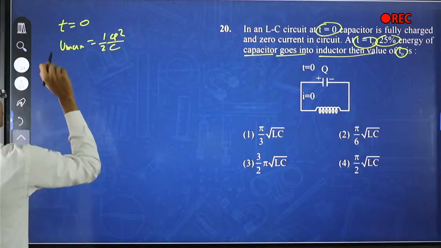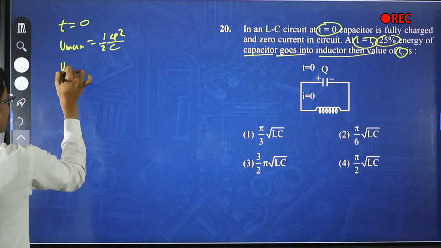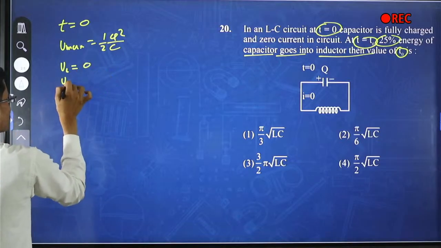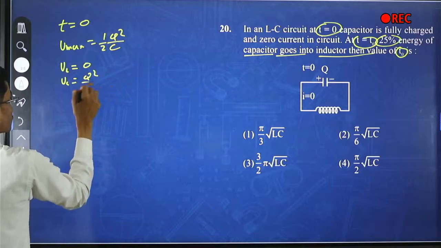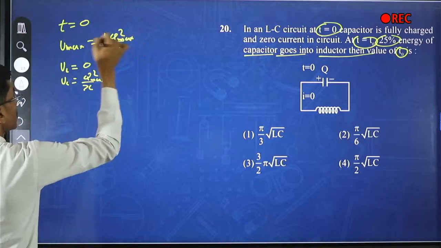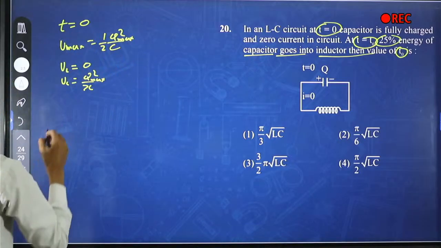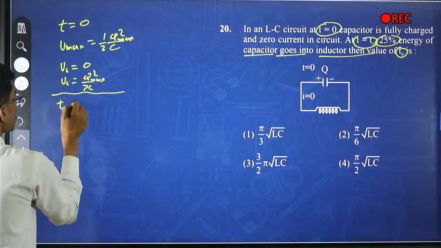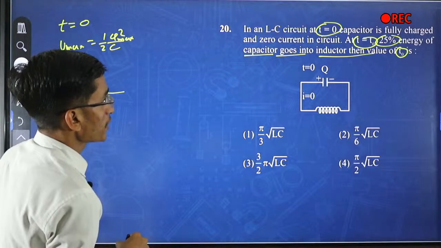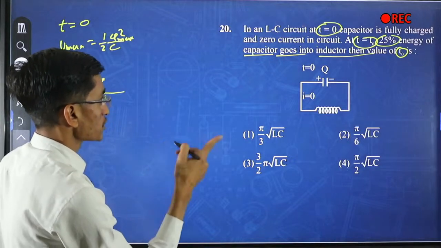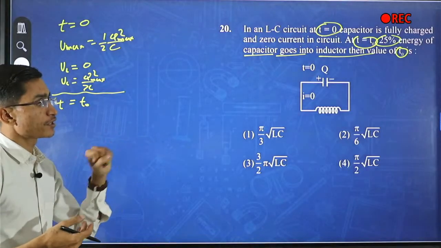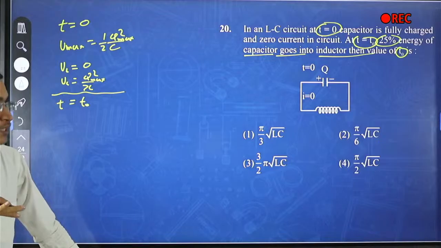And at t is equal to 0, the potential energy of the inductor is 0 and the potential energy of the capacitor is q square by 2c, where q is equal to the maximum charge, because the potential energy is maximum. And at time t is equal to t naught, it is given that 25% of the energy of the capacitor goes into the inductor, which means 25% is stored in the inductor and 75% of the energy is stored in the capacitor.